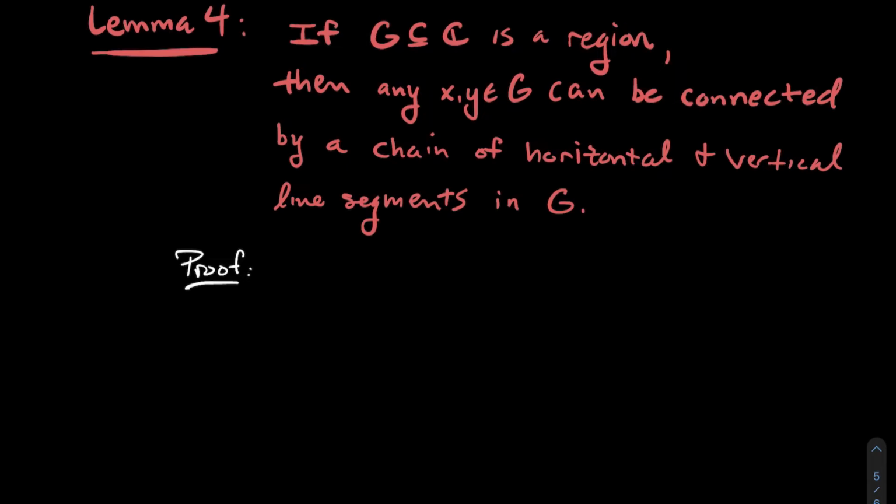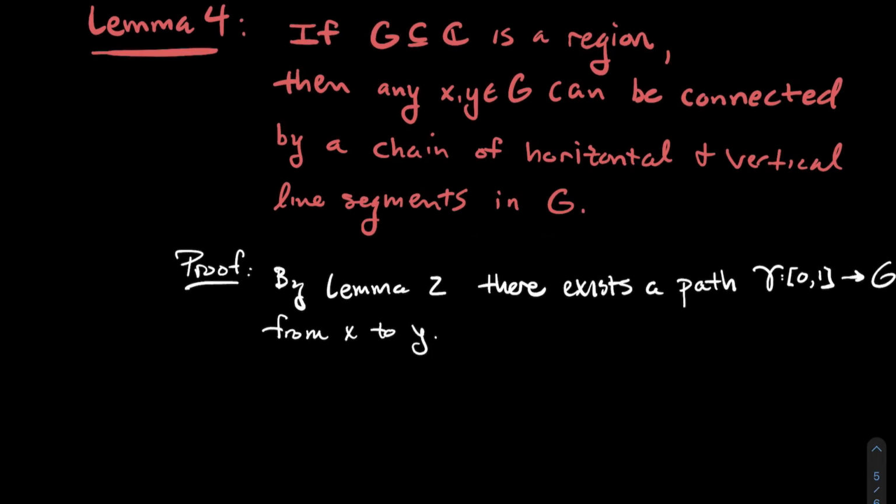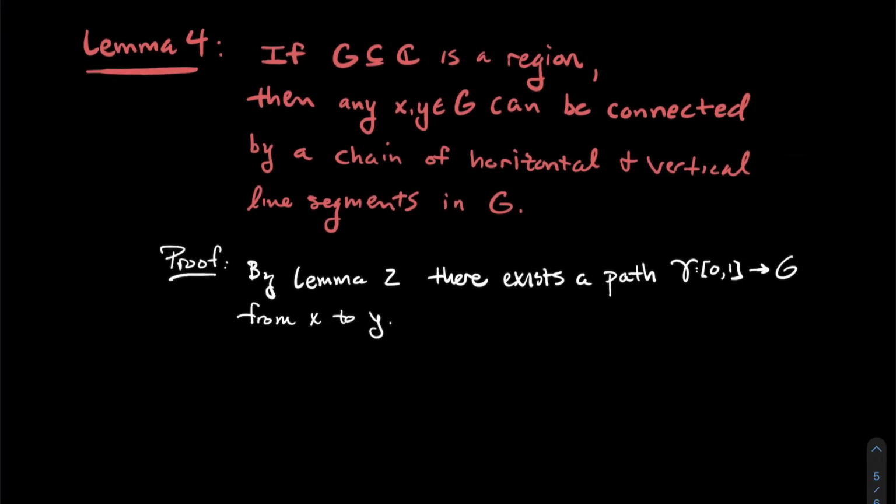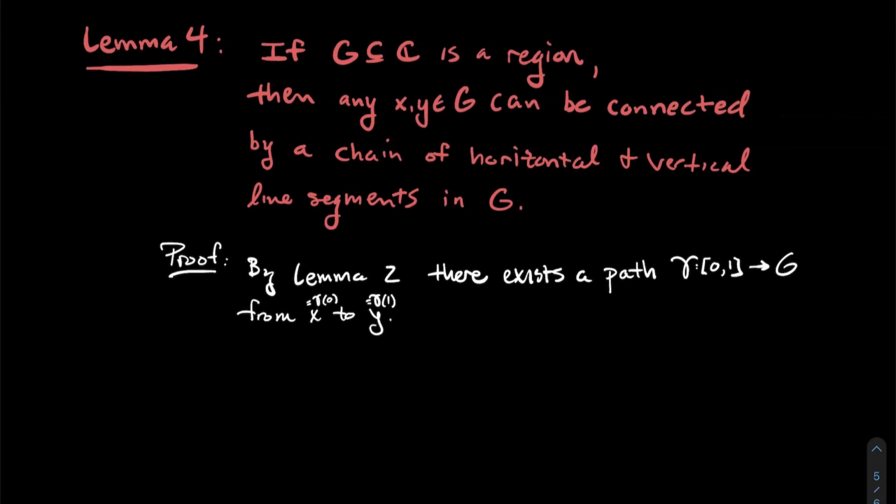In some ways, a disk is like your favorite open connected set. It's easiest to work with. All right, so by lemma 2, I know that there exists a path gamma, remember whose domain is [0, 1], in G from x to y. And I've introduced x and y to you. Those are my two arbitrary points in the region G. And so that means that gamma of 0 should be x, that's where you start, and gamma of 1 should be y, that's where you end.